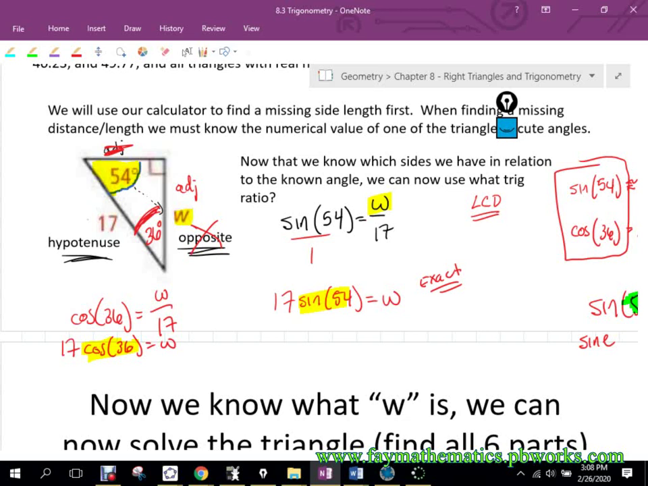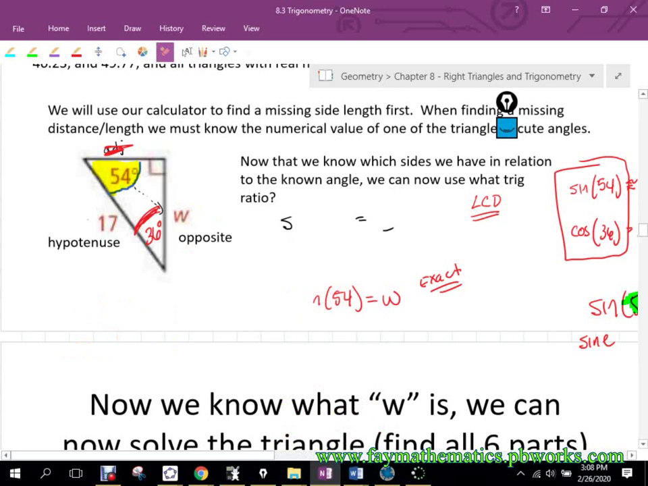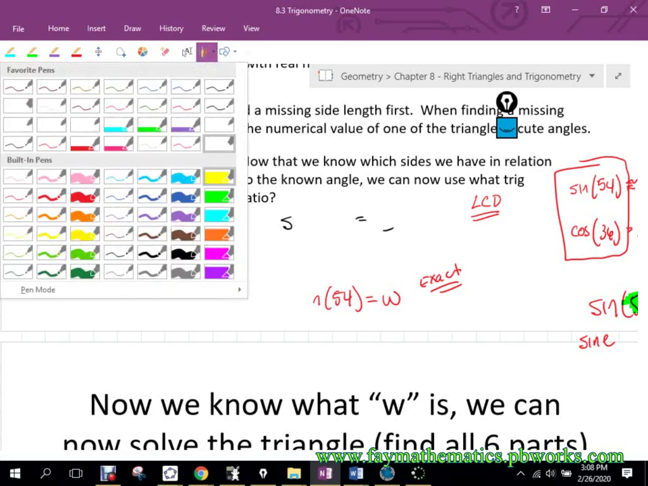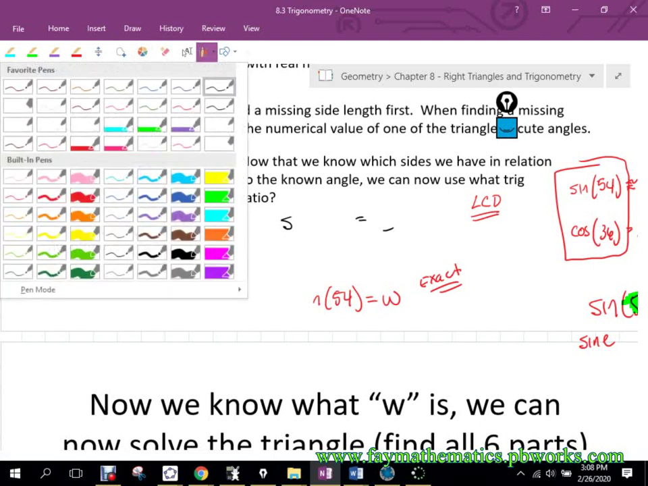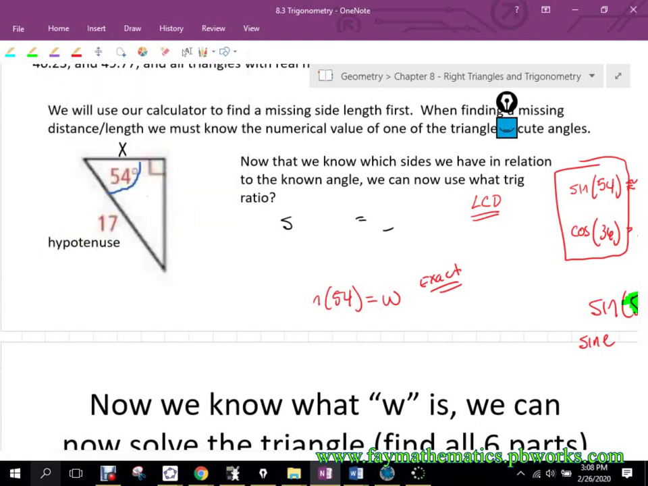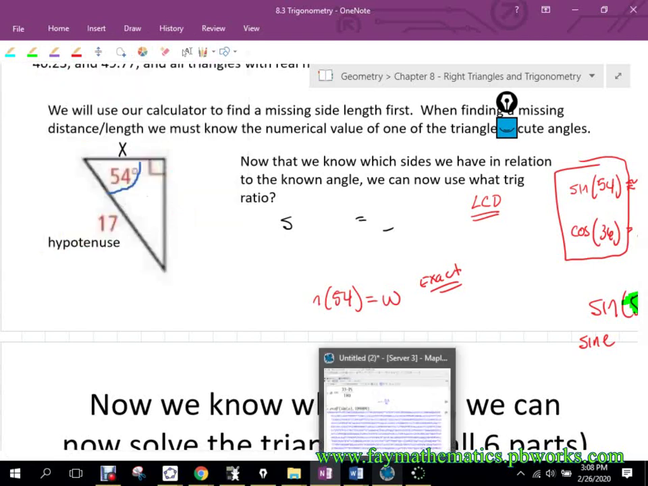All right. Let's go. You guys take a moment. See what you can come up with here. If I give you that 54, focus on the 54. You're going to have to relabel your sides here, but I want you to find X. Okay? Just a new problem. Don't even worry about W. Find X.